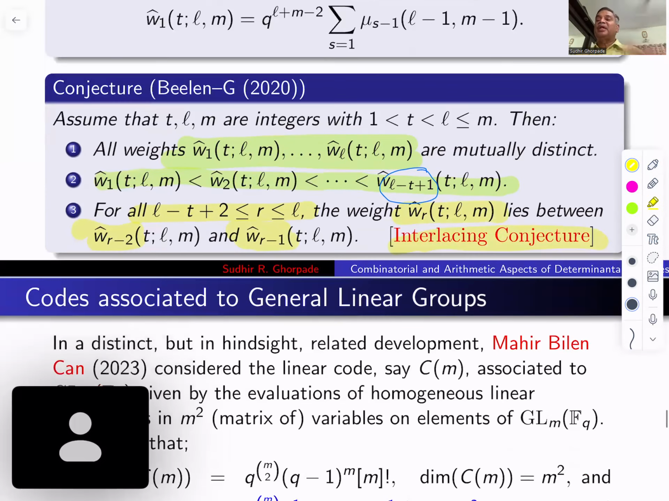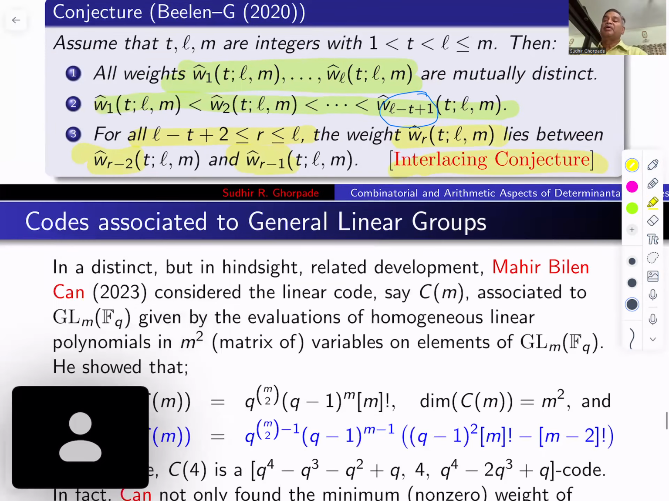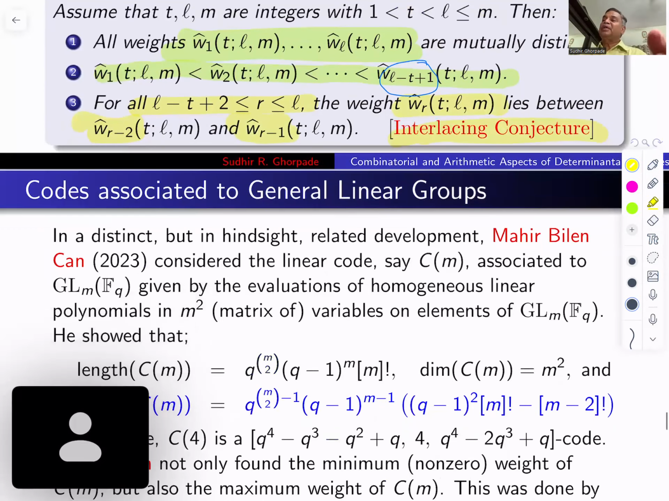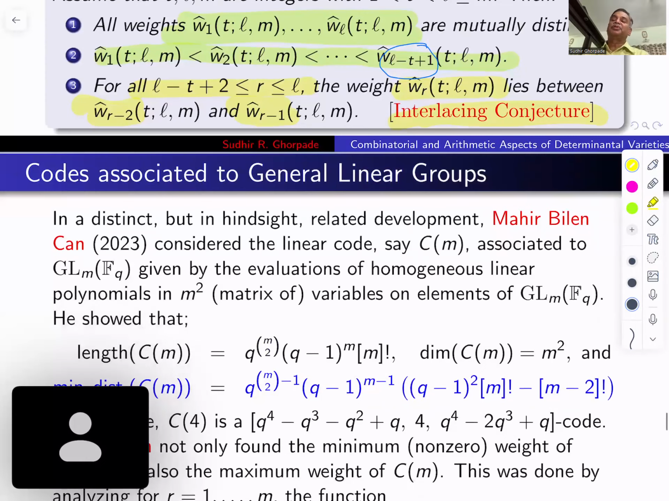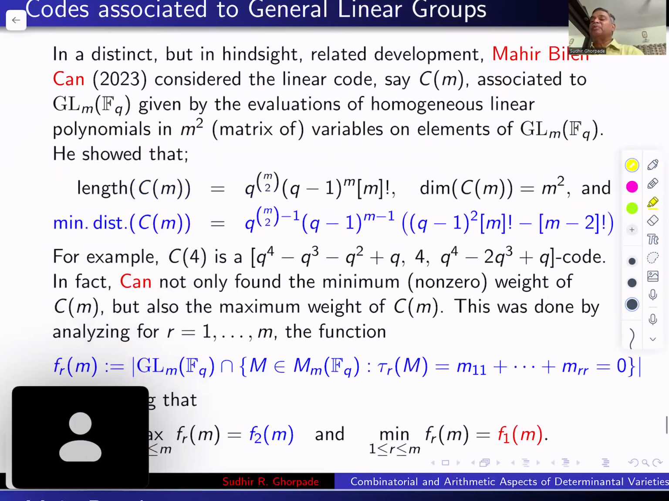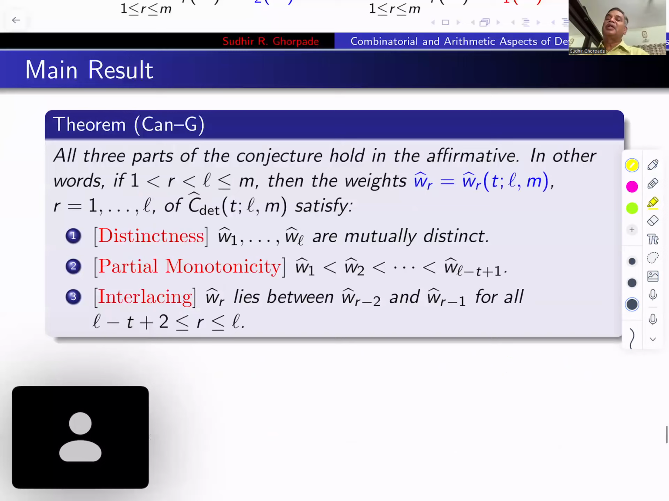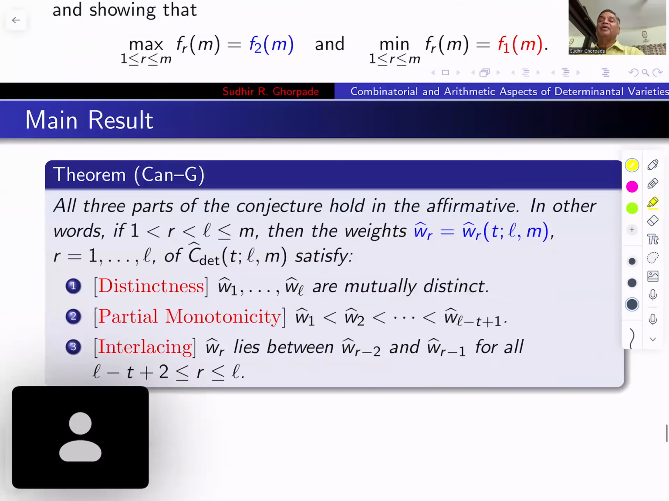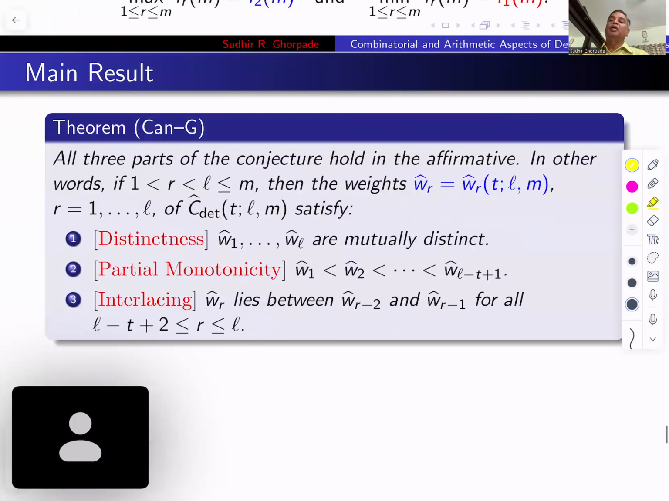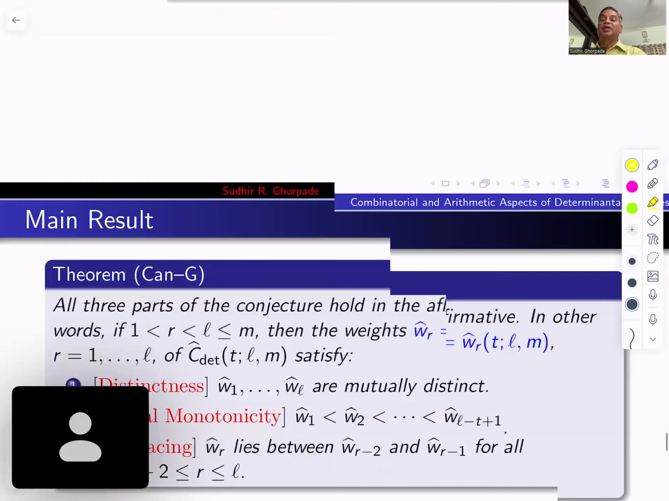But I wanted to say that I had a visitor, Mahir from USA, and it turns out that he looked at a somewhat separate class of codes associated to certain general linear groups and made some observations. But then we joined, and I realized that that is very closely related to what we did. And then we worked further, and the final upshot is that Mahir Bilen Can and I were actually able to prove all the 3 conjectures in the affirmative, so that we proved the distinctness, the partial monotonicity, and the interlacing. And of course, this is a somewhat involved proof.